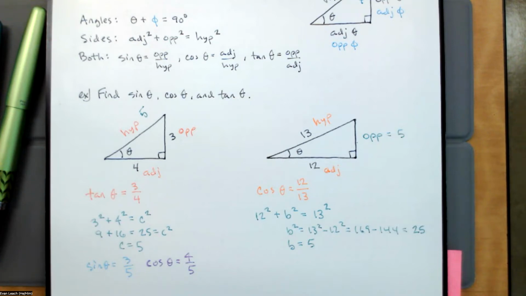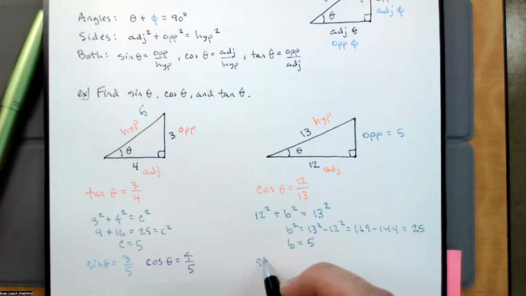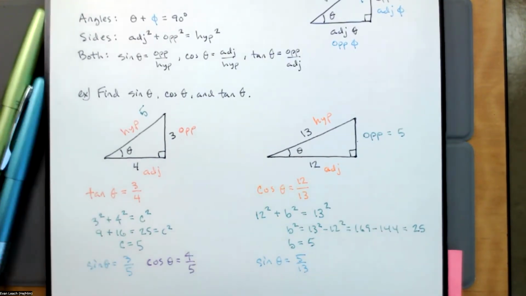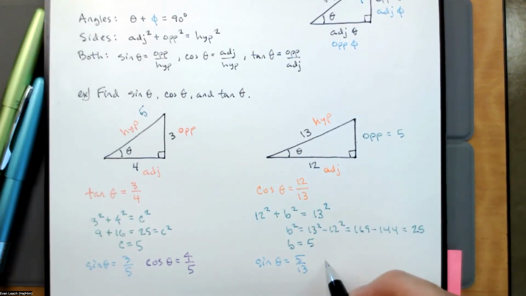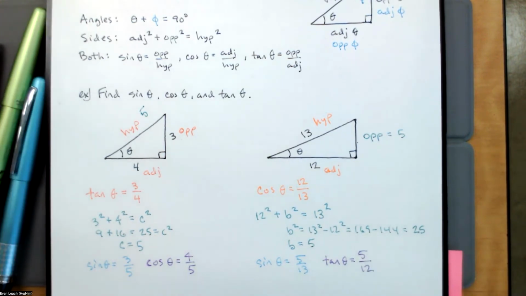Now that we have the opposite, we can figure out the other two trig ratios. So what is sine of theta in this case? And what's the missing one? Tangent. So tangent of theta is opposite over adjacent. Any questions? How's everybody? Okay. Good.